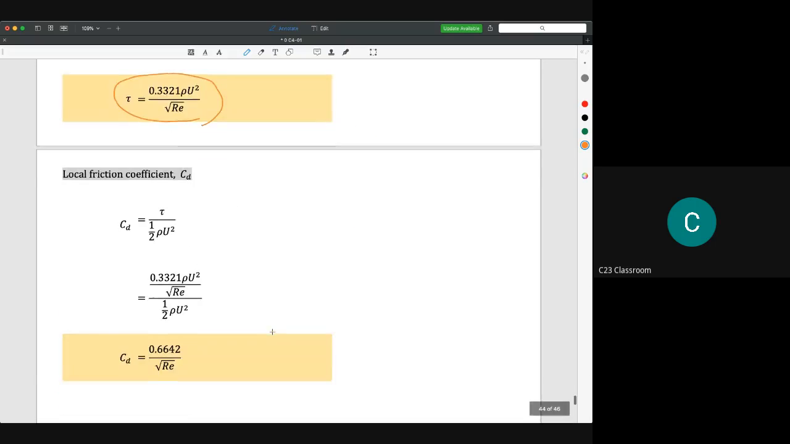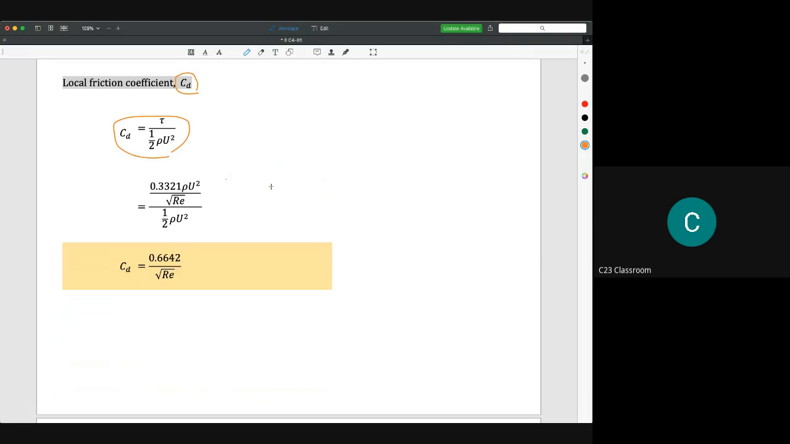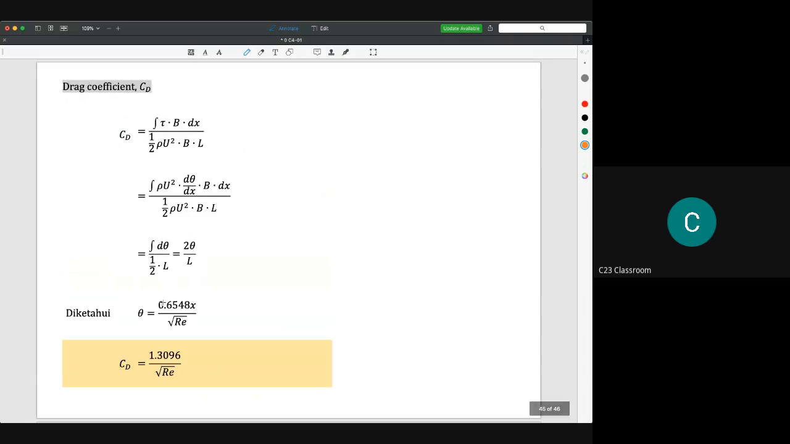Okay. And then we calculate the local coefficient CD here. I can make it a little bit faster. So we have tau over 1 over 2 rho u squared. We substitute the value of tau that we get from the previous calculation. Now we get the value of CD as this one. Okay, so we go for the drag coefficient.